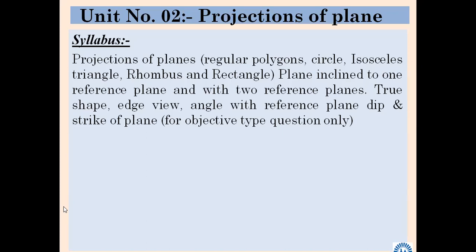Whatever polygons we are going to come across, it is regular by default. If I say pentagon, how many sides will it have? 5. Those 5 sides will be equal by default. So regular means having equal length. Pentagon, hexagon, heptagon, whatever.